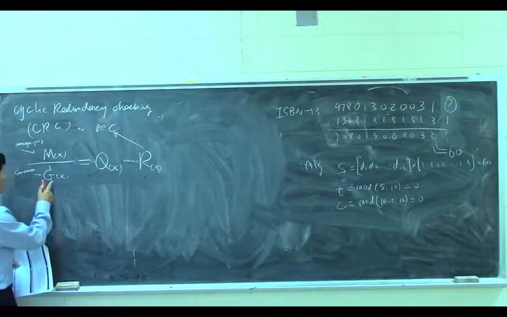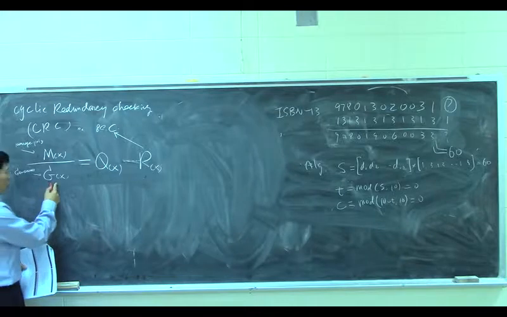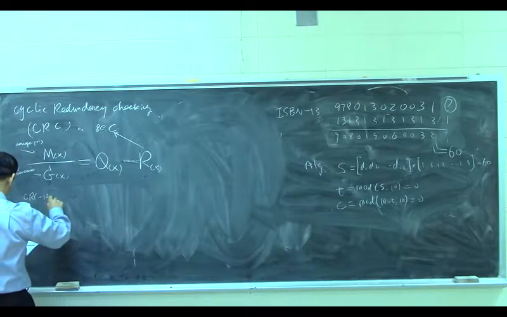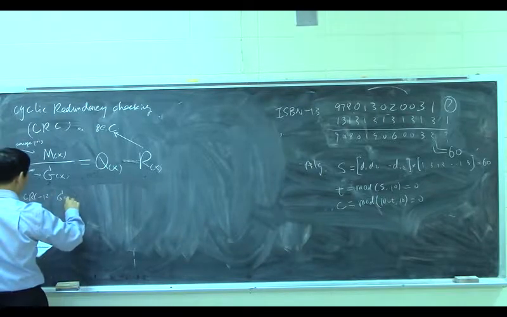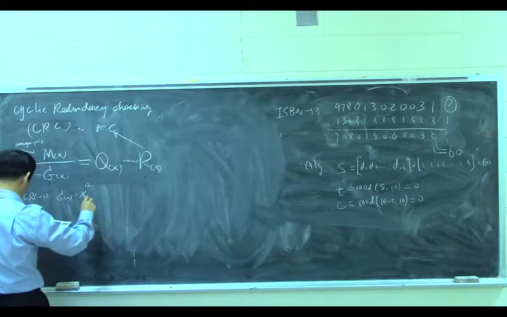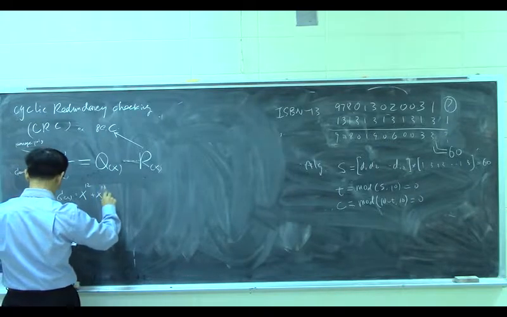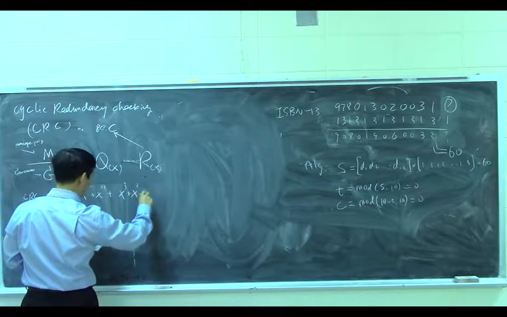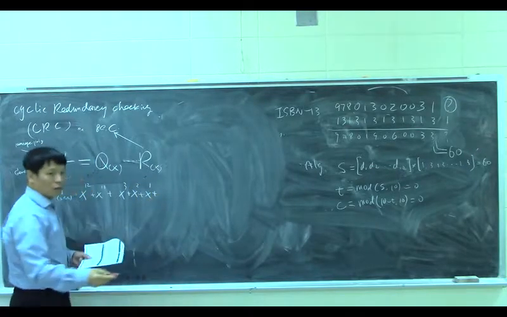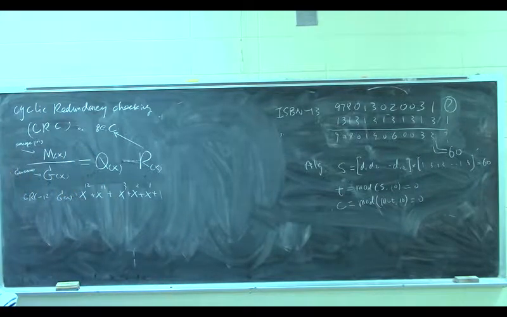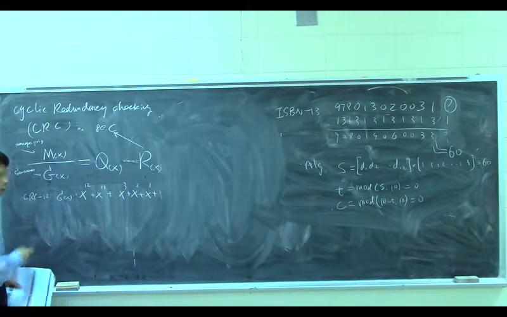First time we discuss several of the generator polynomials. First one is CRC12. Then g(x) equals x to the 12 plus x to the 11 plus x to the 3 plus x to the 2 plus x to the 1 plus x to the 0, which equals 1. Right? So that is the CRC12.